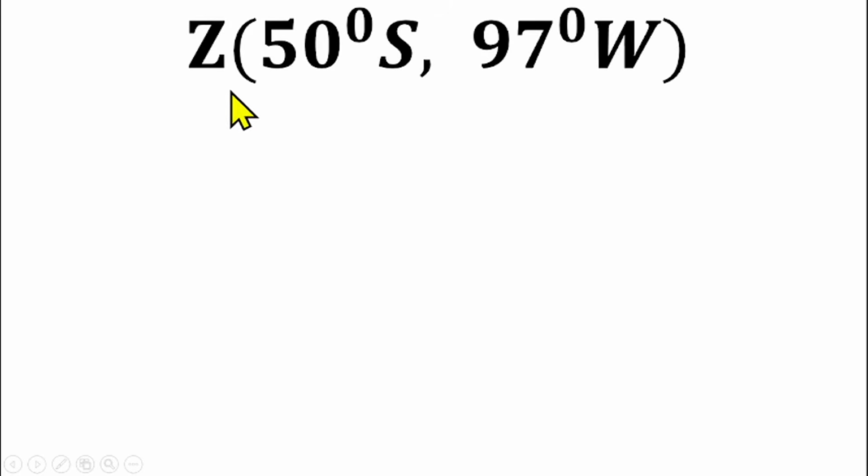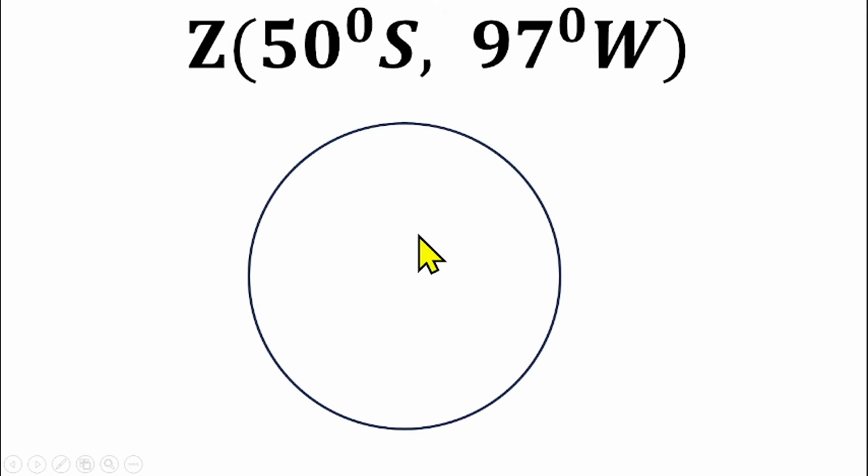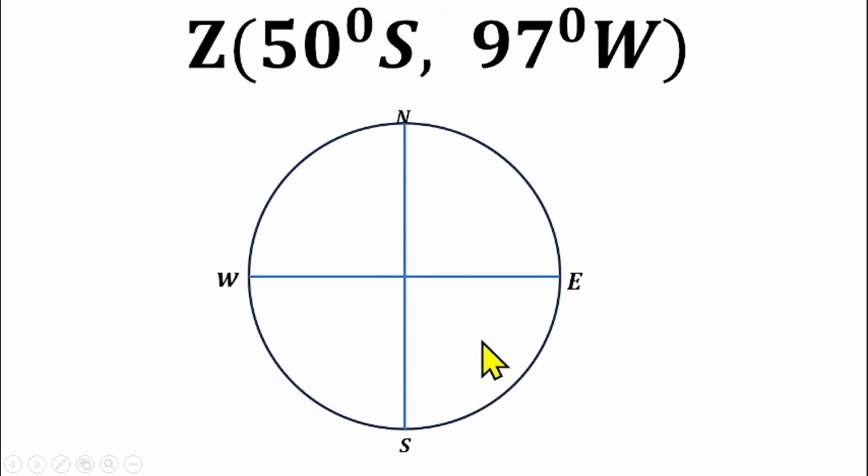We have to locate point Z, having the latitude of 50 degrees south and 97 degrees west of longitude. So draw the circle also to represent the Earth's surface. Draw the cardinal points, then draw the line of latitude first, which is 50 degrees south. I'm going to draw it here. So draw the line of latitude 50 degrees south, then label it 50 degrees south.